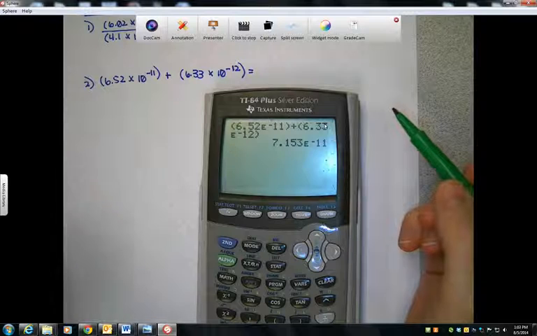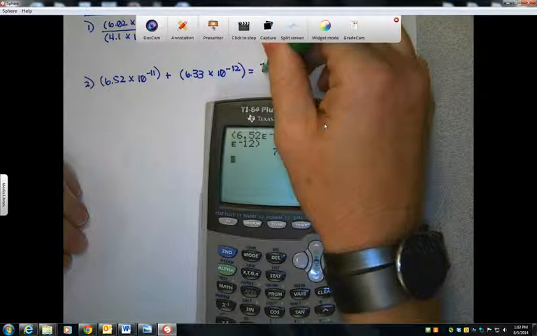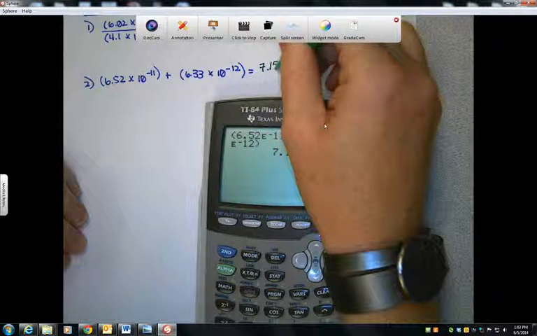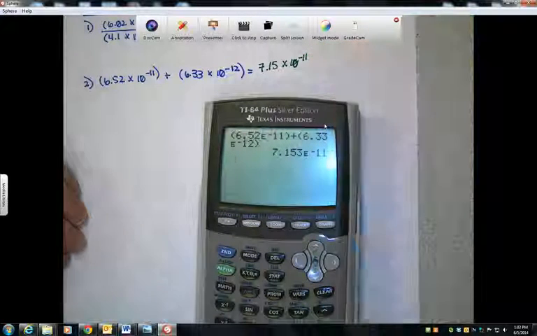You're only going to want 2 decimal places. So if you haven't watched the sig fig video, by the way, sig fig videos are only for the honors students. If you're a general student, you don't have to. Times 10 to the negative 11.